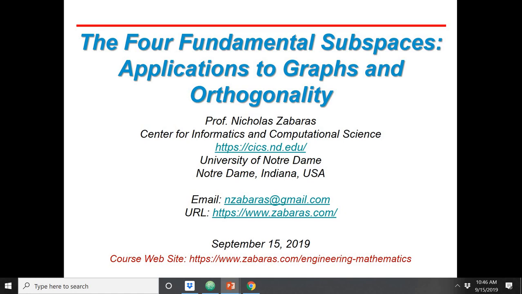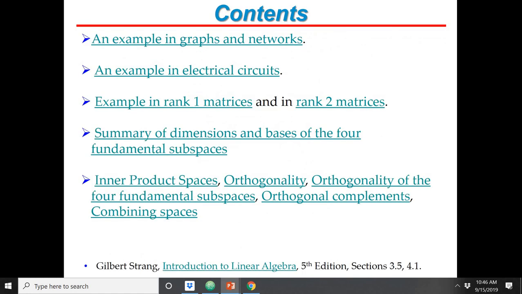So let's move on. Most of the material is from chapter 3 and chapter 4, section 4.1 of Strang's Introduction to Linear Algebra textbook that we use for reference in all of these lectures.